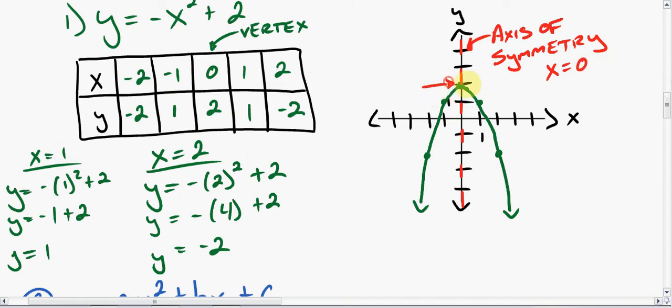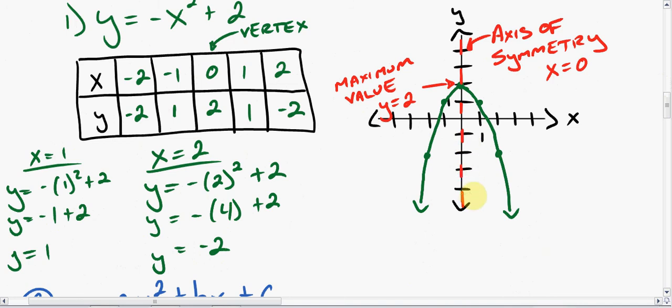Now, we also have a max or a min. This parabola opens down so it's going to extend forever in the negative direction, but it reaches a maximum height. It doesn't get beyond this point. So since it opens down, we're going to have a maximum value. So whenever our parabola opens down, we'll have a maximum value. Whenever our parabola opens up, we'll have a minimum value. And remember, the max or min is the y value of your vertex. The highest it gets is positive 2 on the y-axis.